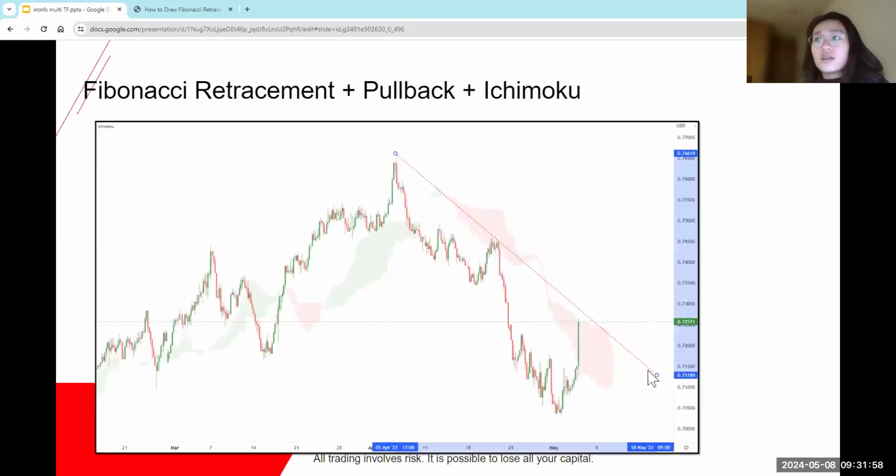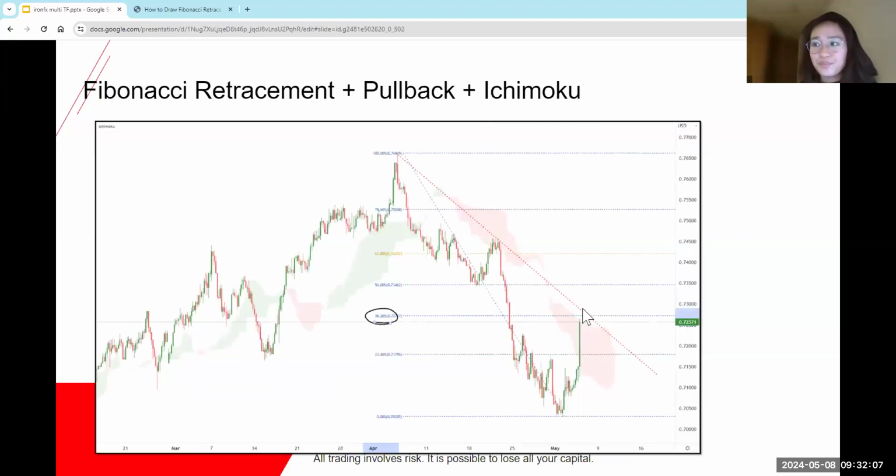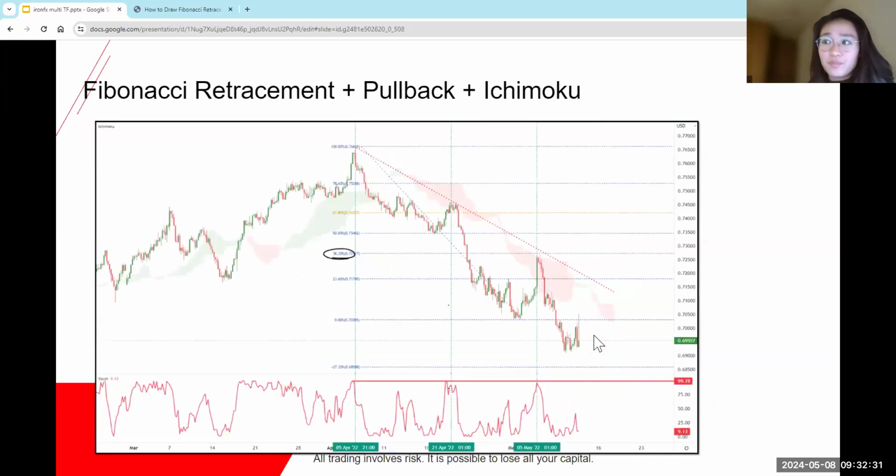Okay, here's another example. In this case, we have retracement, pullback, and Ichimoku. Price is currently moving in this descending trend line. It's also approaching our 38.2% Fibonacci retracement, and it's approaching this descending trend line. What makes a valid descending trend line is at least 3 touches on it, which we can see here it doesn't have, but it is approaching the trend line here.